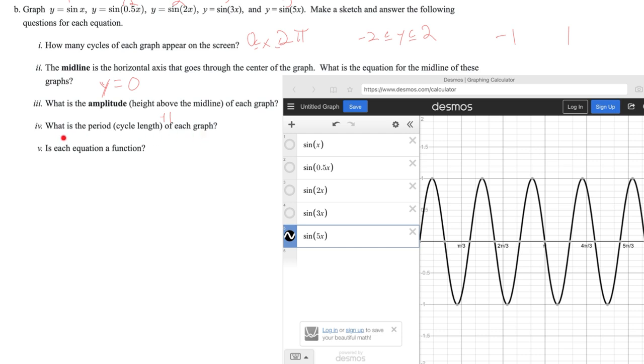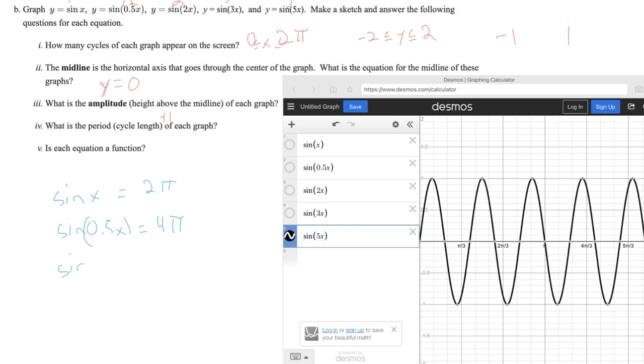So then what is the period or cycle length of each graph? That is kind of like this problem, but it is different. So here, what is the period or cycle length of each graph? So of our first one, sine of x, we know that that's equal to normal, just 2 pi. Well, now I'm going at half of my pace here. So I need twice as long to be able to get my full period. So I need a 4 pi there.